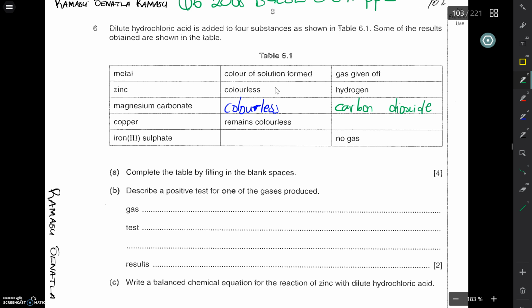Copper: the solution formed when copper reacts with hydrochloric acid is colorless, or it remains colorless. There's no gas given off, because copper does not react with hydrochloric acid. So there's no reaction between copper and hydrochloric acid.